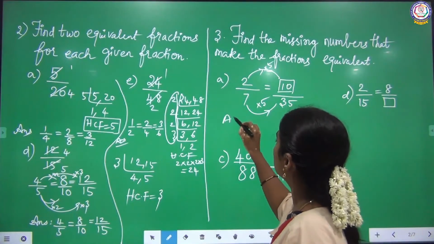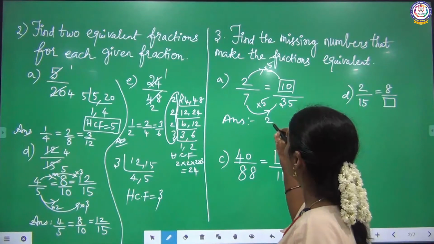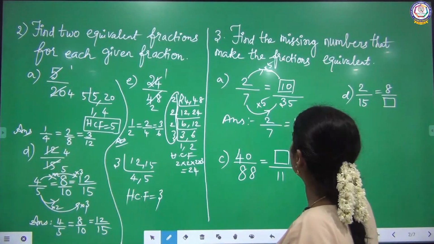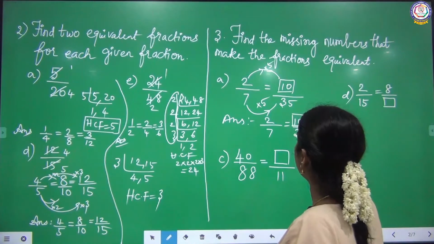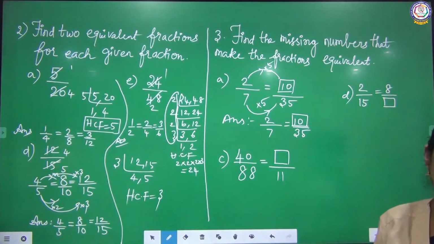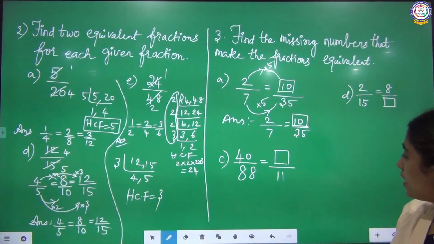So, what is my answer? 2 by 7 is equal to 10 by 35. So, in the box I fill the answer. Clear, children? Is it clear? Next one I am coming for this.